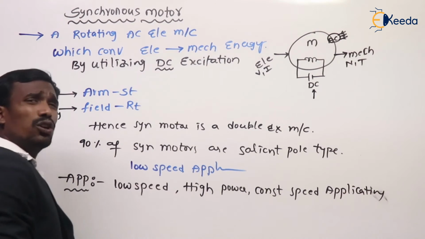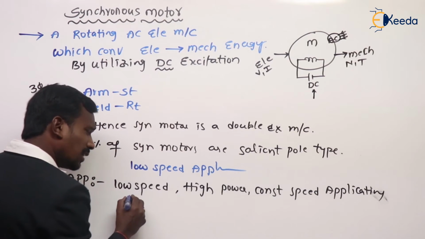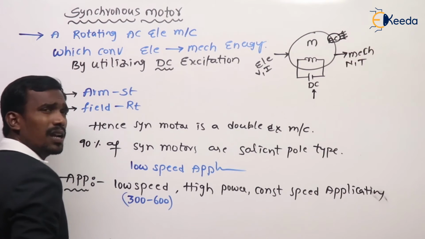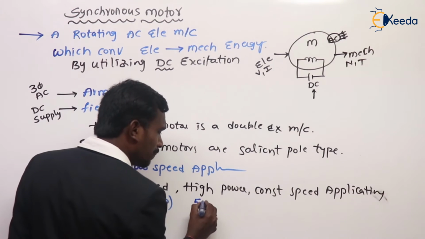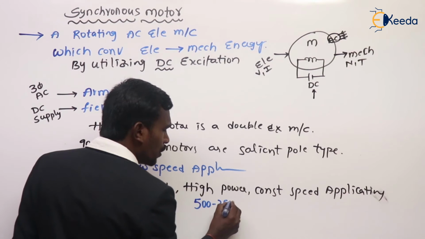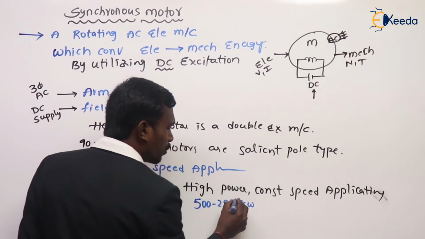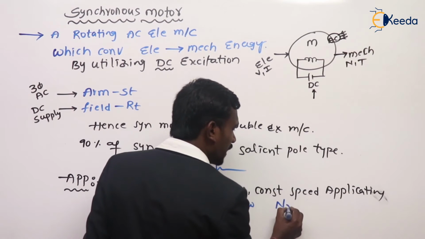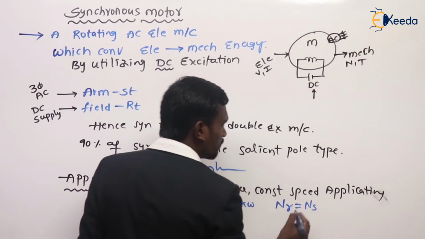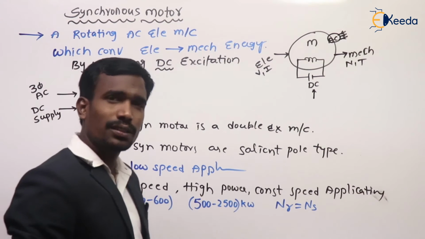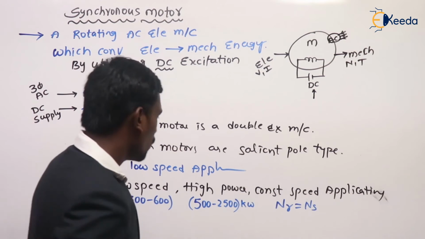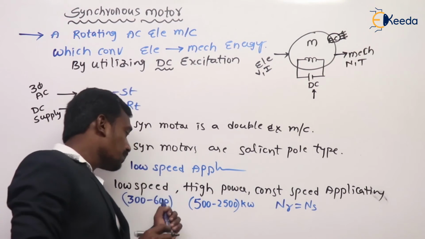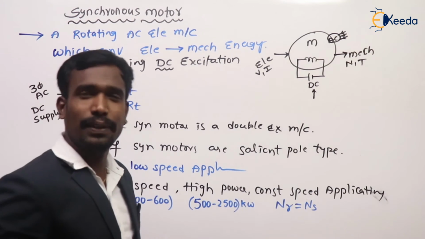What is low speed? Low speed is nothing but the 300 to 600 RPM range. High power is nothing but the 500 to 2500 kilowatts range. Constant speed is nothing but the rotor speed equals the synchronous speed. So what are the applications of a synchronous motor? Low speed, high power, constant speed applications.